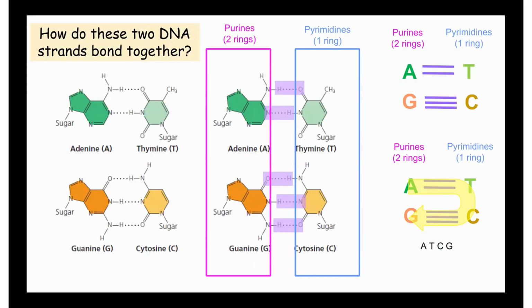The nitrogenous bases, or the ATCG letters that make up our genetic code, always have partners. So structurally, bases are classified into purines, which have a double ring structure, and pyrimidines, which have a single ring structure. Adenine will always pair with thymine, and guanine with cytosine, and uracil, which is used in RNA, will always pair with adenine.